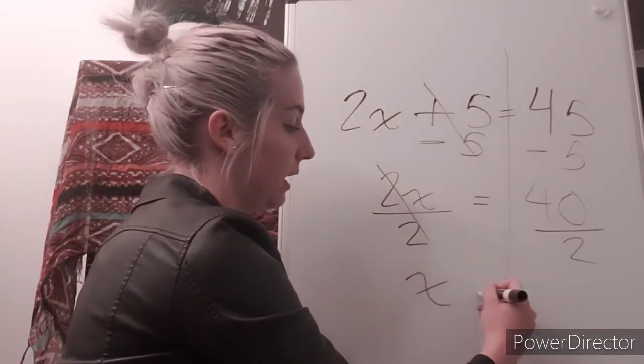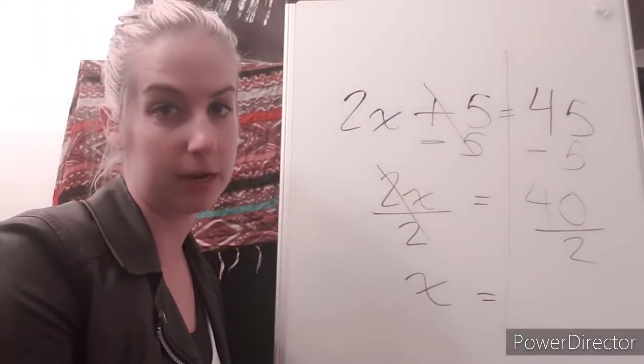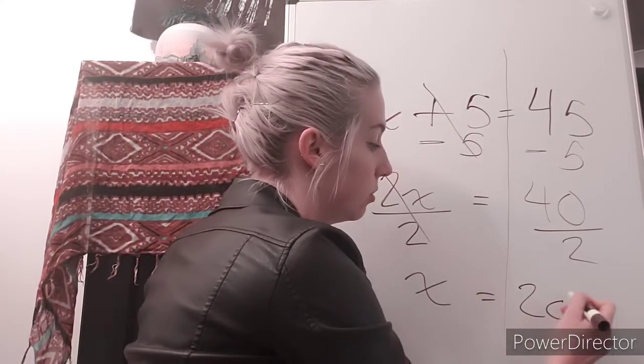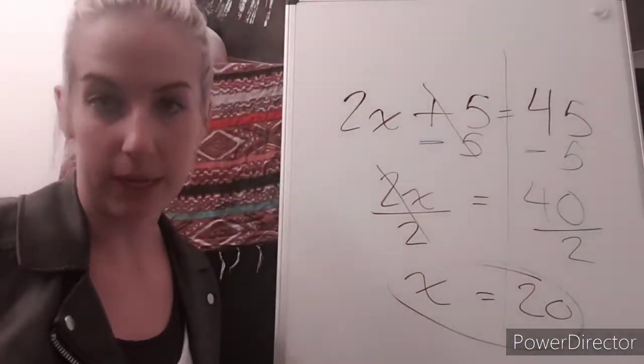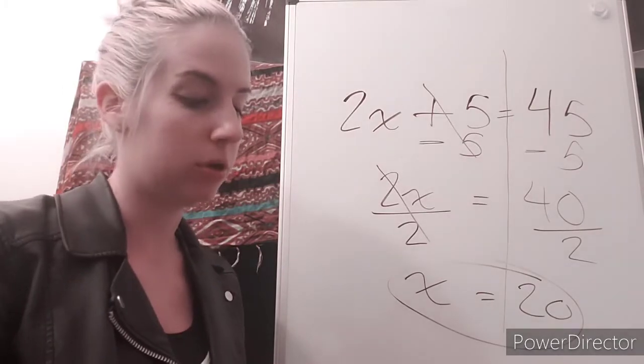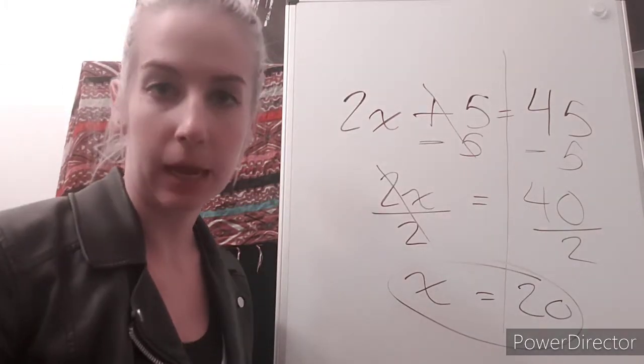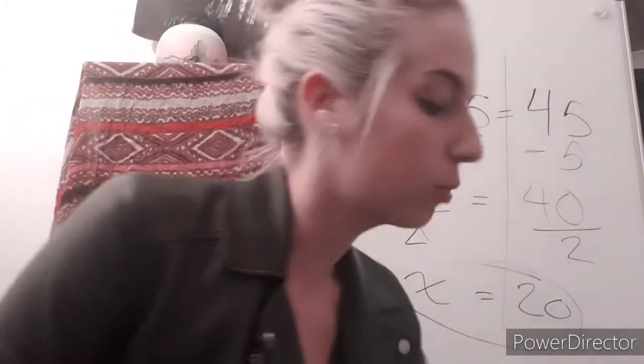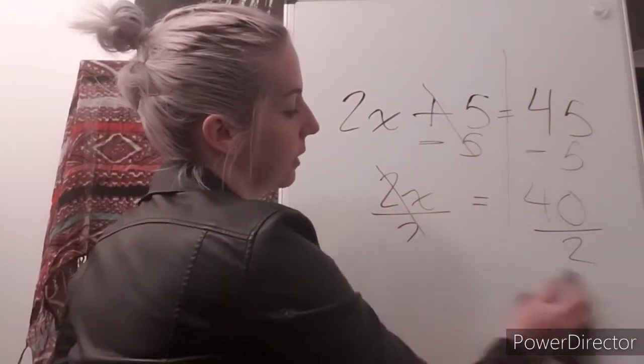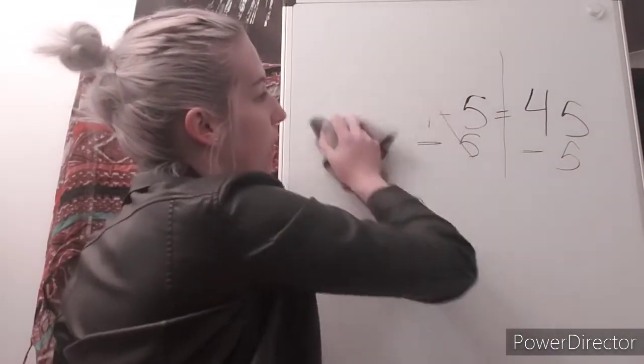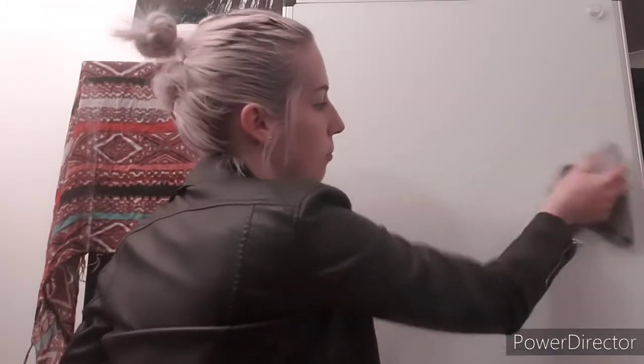My answer is that x is going to be equal to 40 divided by 2, which is 20, okay? Circle my answer. Hooray, okay? We're going to do one more practice problem that's a little bit different, but it still follows the same kind of principles here, okay?